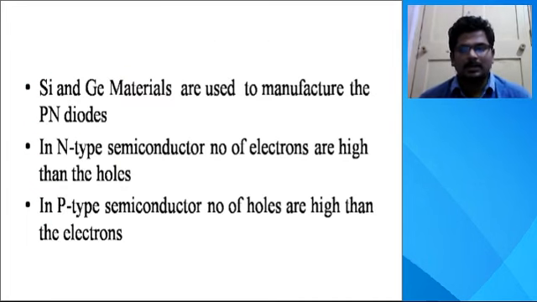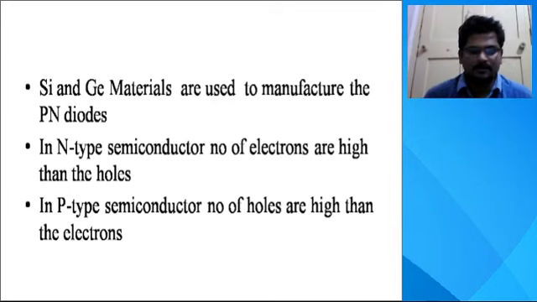Basically, the PN diodes are manufactured with silicon and germanium materials, and in N-type semiconductors the number of electrons is higher than the holes. In P-type semiconductors the number of holes is higher than the electrons.